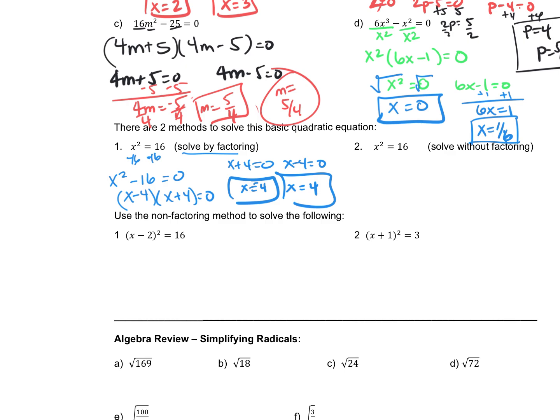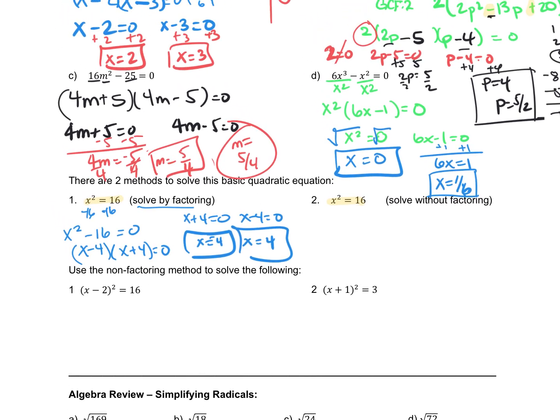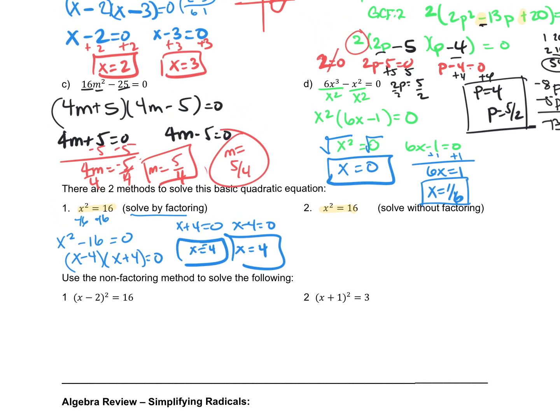They're both the same, so they look the same, but this time we're going to solve without factoring. So kind of using the idea I did up here in D, where I took the square root. Since I have x squared here, and 16, I'm just going to take the square root of both sides. So I take the square root of x squared, and I take the square root of 16. Square root of x squared is equal to x.